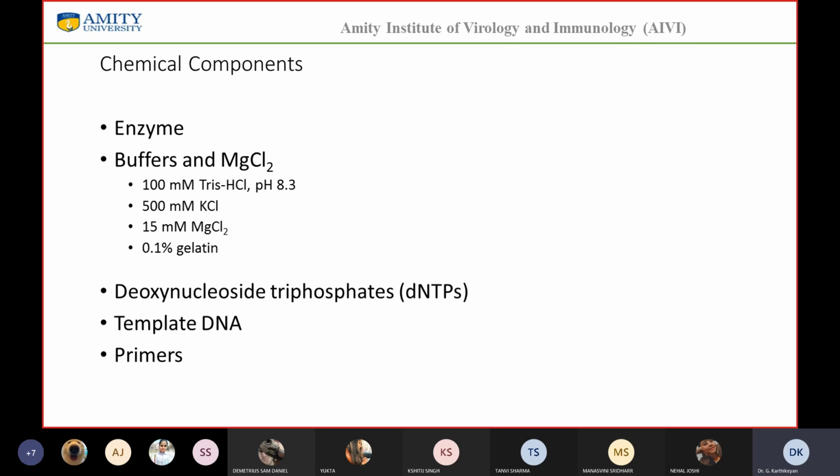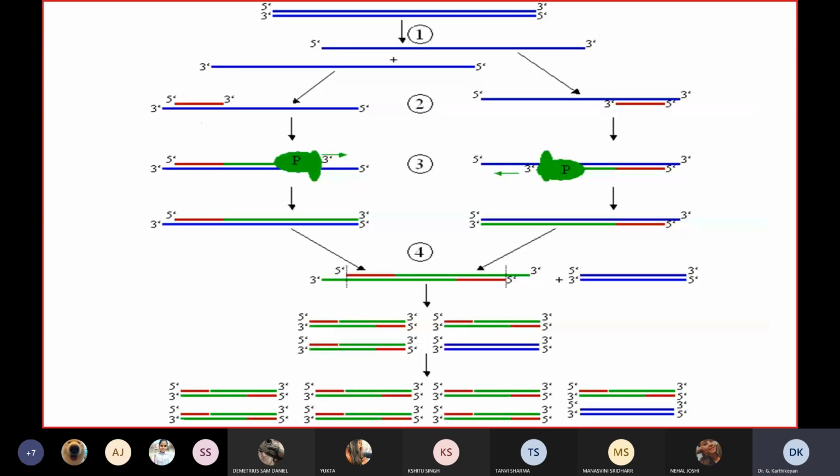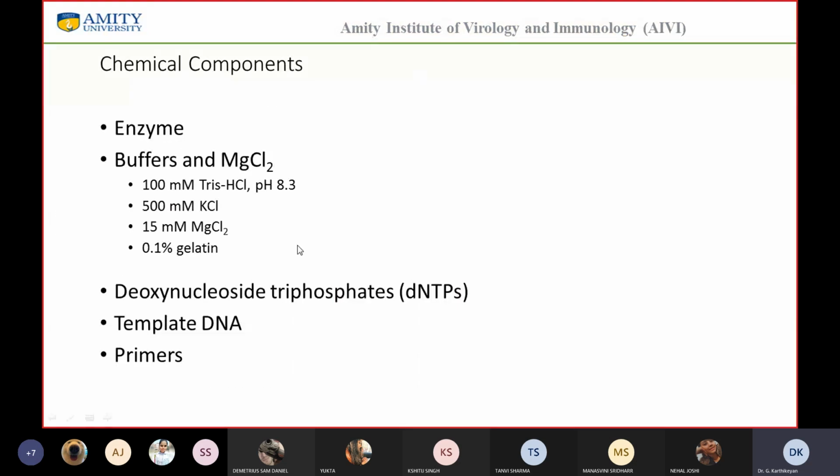You will have the genomic DNA or cDNA, whatever you have, as template DNA. You will have two primers. If you see this, you have two primers. This is called the forward primer, and this is called the reverse primer. You will have these dNTPs. You will have buffers and enzymes. Typically the reaction volume is generally anywhere between 20 to 50 microliters.